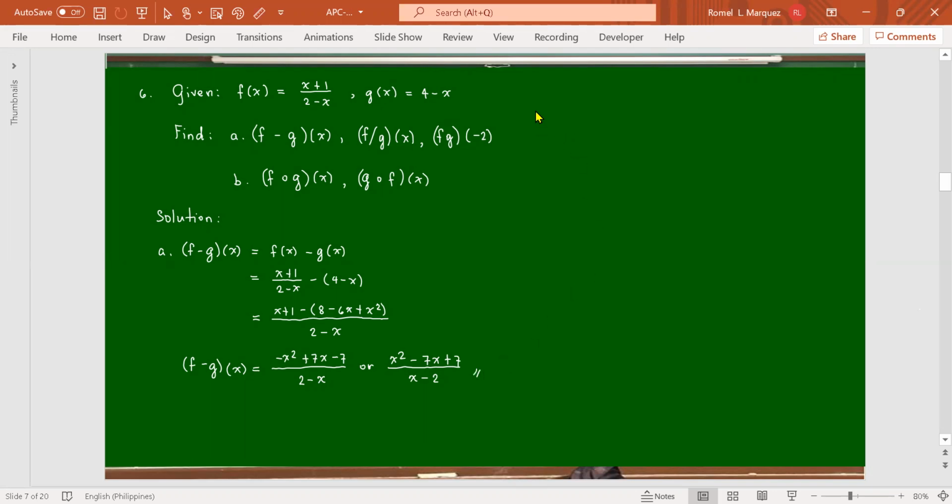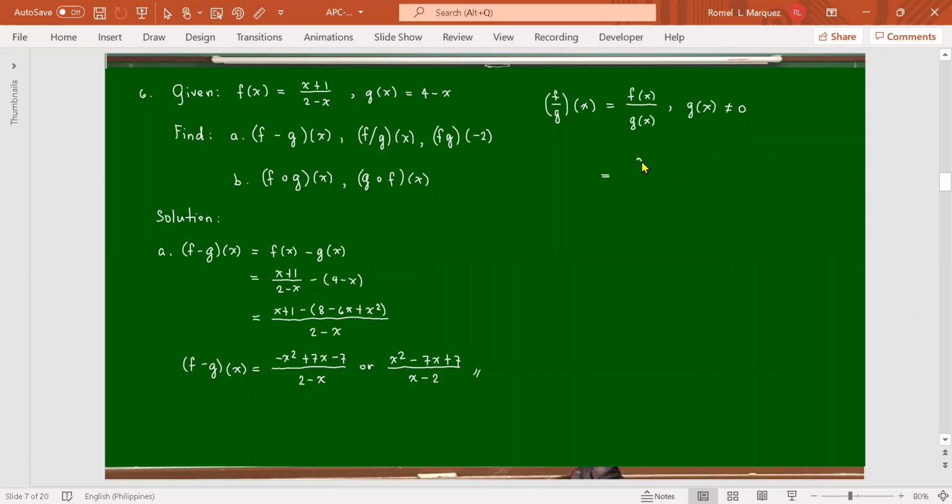What about letter B? What is letter B? There's another one in letter A, sorry. F over G. So this is quotient, no? What is the quotient of these two functions? So that is F of X over G of X, right? And this is with the condition that G of X is not equal to 0. We can divide, but with that condition.